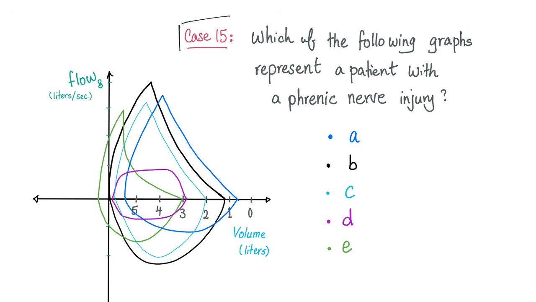Now let me leave you with a case which will be answered in the next video, but you can let me know the answer down below in the comment section. Which of the following graphs represent a patient with a phrenic nerve injury? And the letter corresponds to the color. So is it A, is it B, is it C, D, or E? Let me know the answer in the comment section.